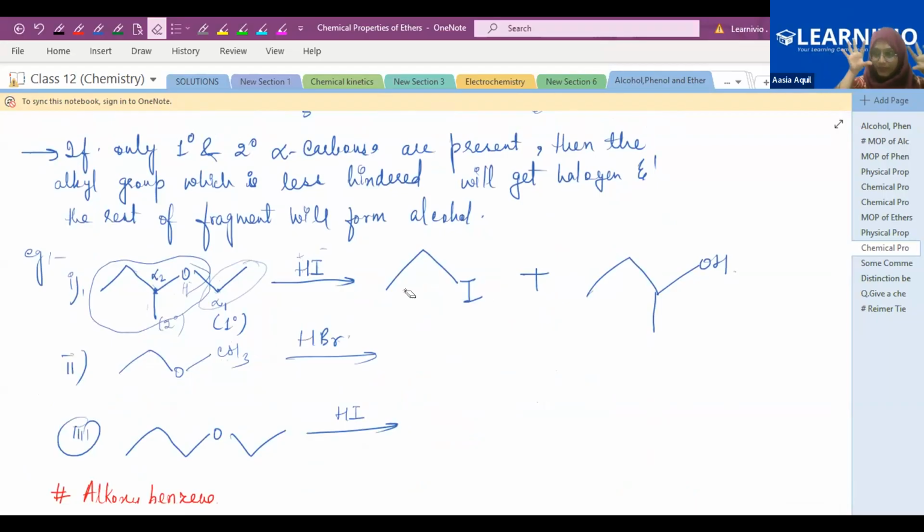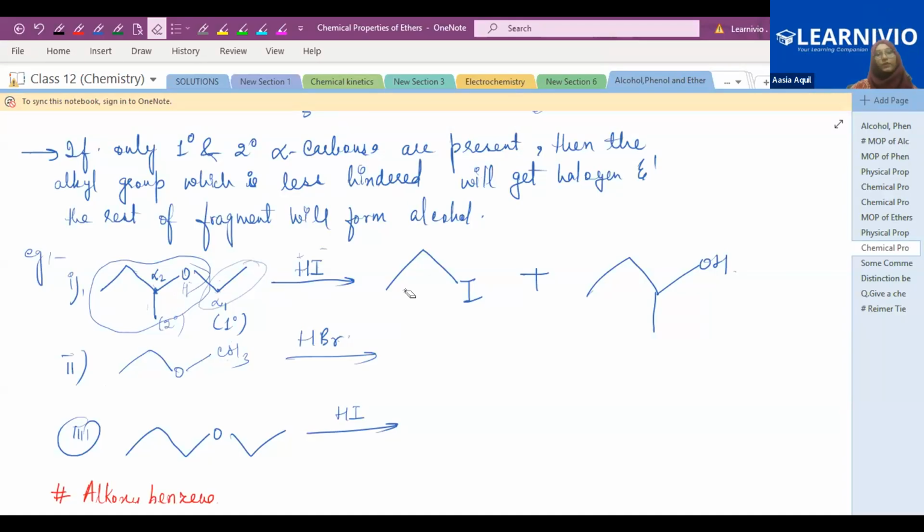First, always, if you see an unsymmetrical type of ether, the first step is to find whether a tertiary alpha carbon is present or not. If it is present, then it is very clear: attach the halogen to the tertiary alpha carbon, and the rest of the group will form the alcohol. Now here, if the tertiary alpha carbon is not present, say primary or secondary, then you will choose the primary alcohol to prepare the haloalkane. Don't correlate that here; there we took the tertiary one to prepare the haloalkane, but here we are just choosing the primary alcohol. So this is the trick to remember.